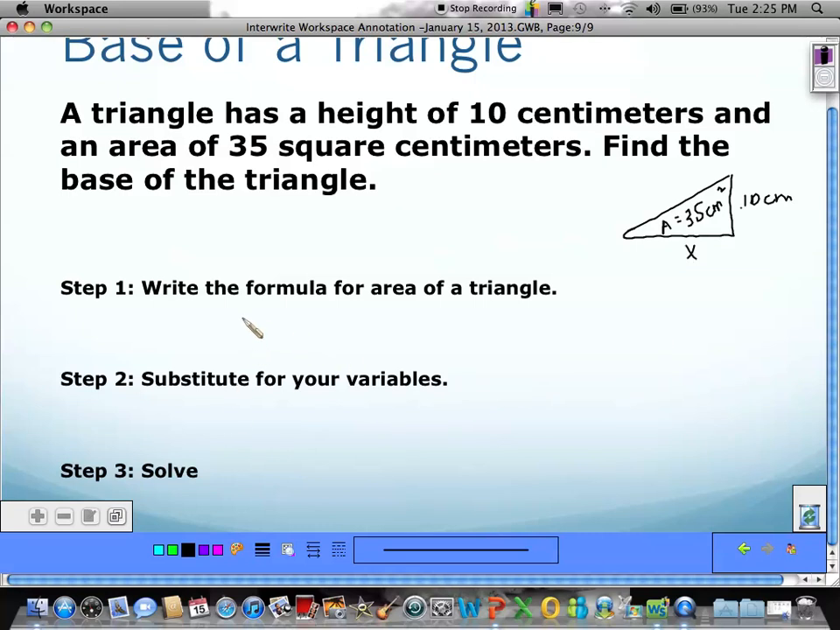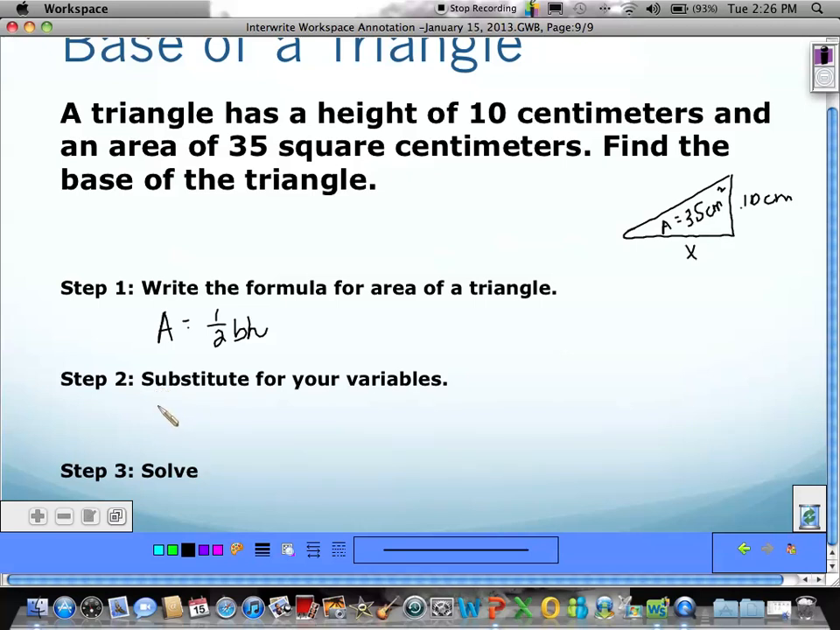All right, so the first thing I'm going to do is write the formula for area. So area equals 1/2 base times height. And I'm going to show you how to do it with a fraction this time, but if you want to use 0.5, we're going to get the same answer. Now I'm going to substitute in for my variables.